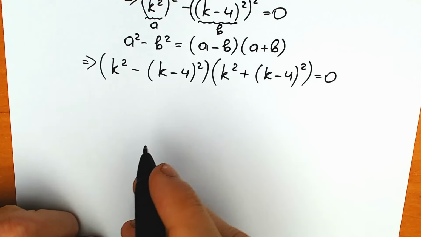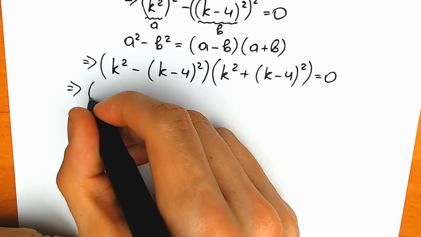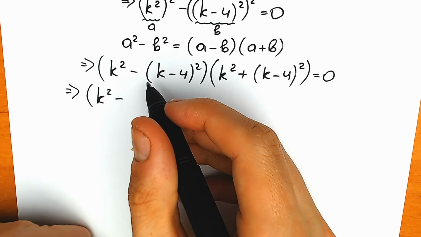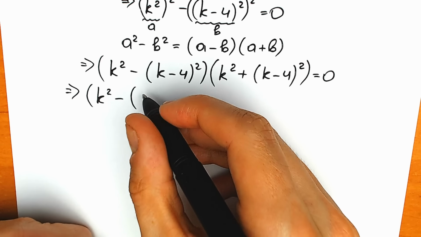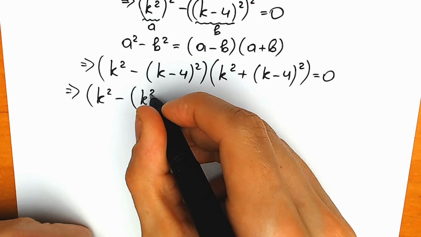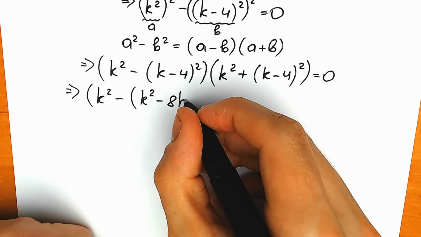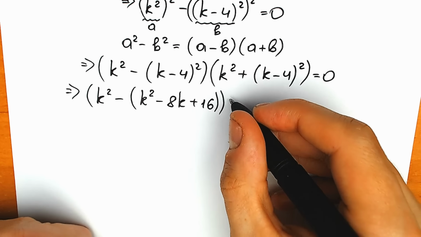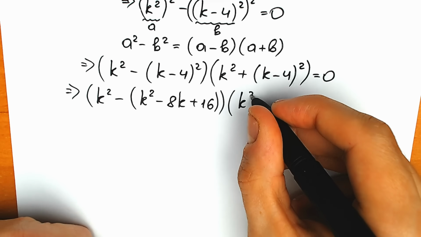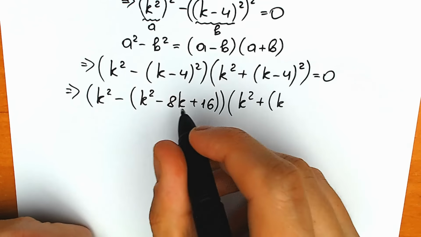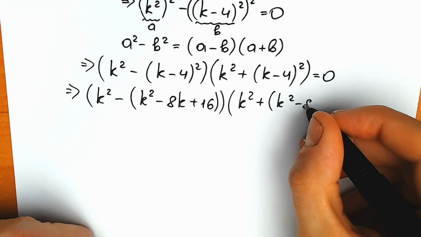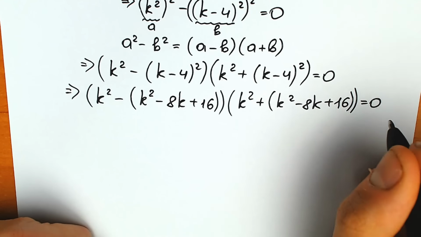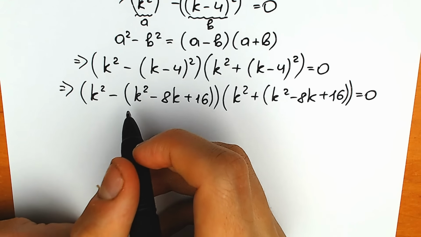First of all, on the left side we have k squared, the same beginning. This is a classic formula, (a minus b) squared, so let's expand it, but don't forget about parentheses: k squared minus 8k plus 16. And the same thing on the right side: k squared, the same plus, and of course the same parentheses, k squared minus 8k plus 16, is equal to 0.